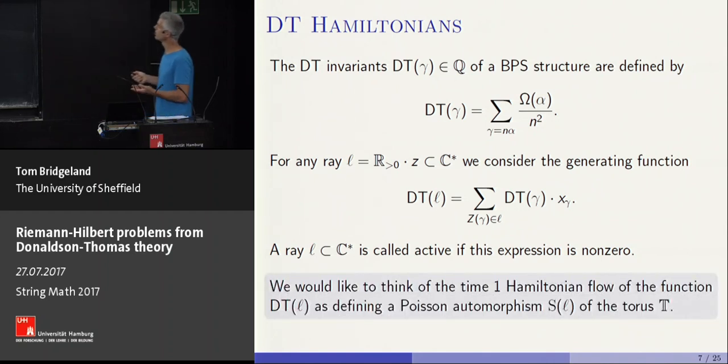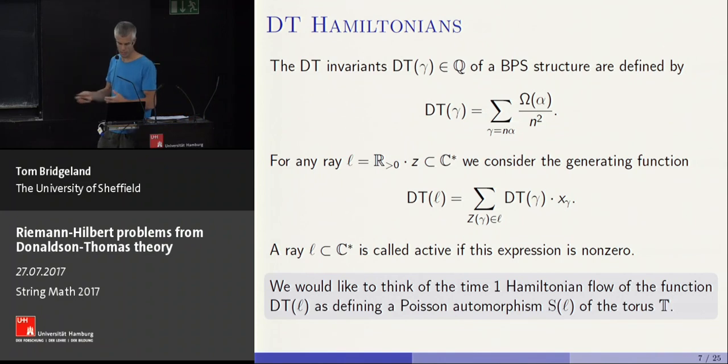And then what we want to do is take this function on the torus and take the time 1 Hamiltonian flow. We've got some Poisson structure on this torus, so that makes sense. And that will define a Poisson automorphism of the torus. That's the important thing we want to do here. Of course, this is a little bit dodgy because this is really a formal function, and taking time 1 flows, there's no reason why that flow would converge. So we have to work a bit to make sense of this, but I hope the idea is at least clear.